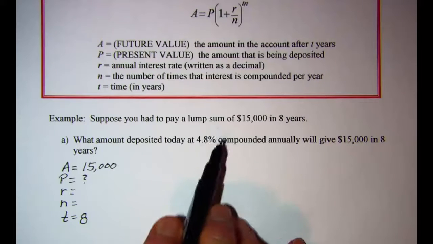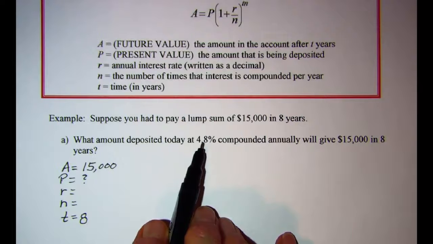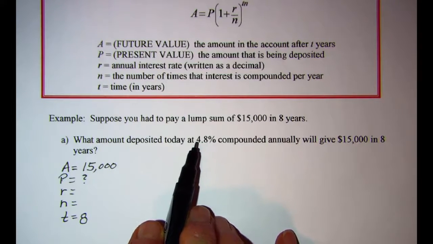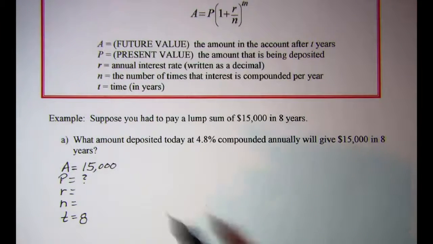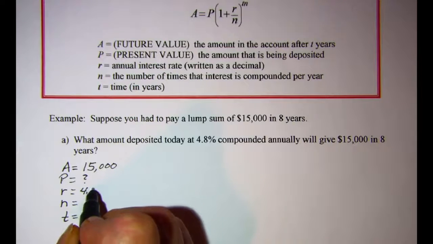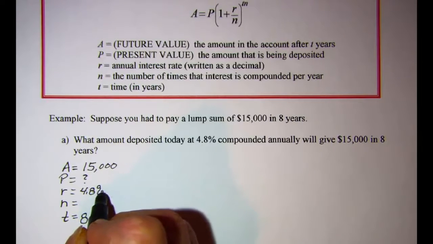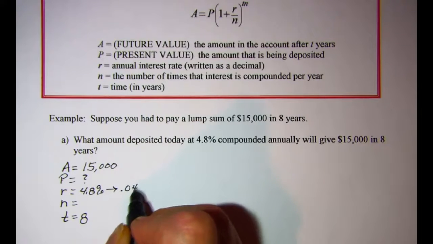The percent, this is our rate. We need to write it as a decimal. Remember that you take this decimal point and move it 2 places to the left. So 1 place would put it in front of the 4, and we'll need to annex a 0 then to move it 2 places. So 4.8% will become 0.048.